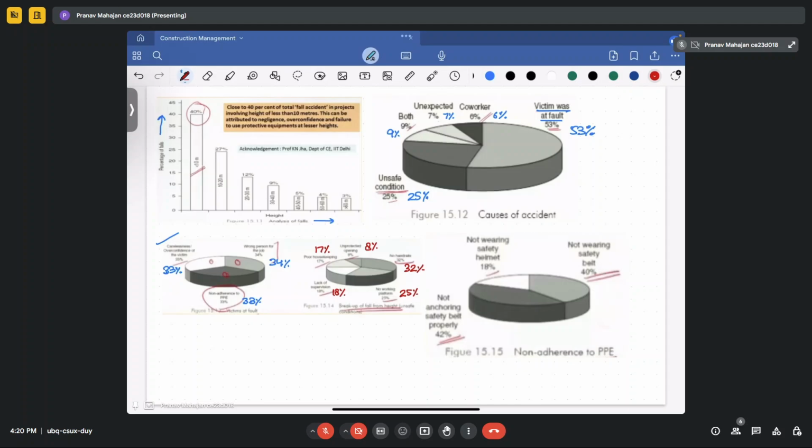For the non-adherence to personal protection equipment, you can see that 18% of accidents are occurring due to not wearing helmets. 42% are occurring because of not using the safety belts on the site, and 40% are occurring when they are not even wearing the safety belt that is required at the particular site.